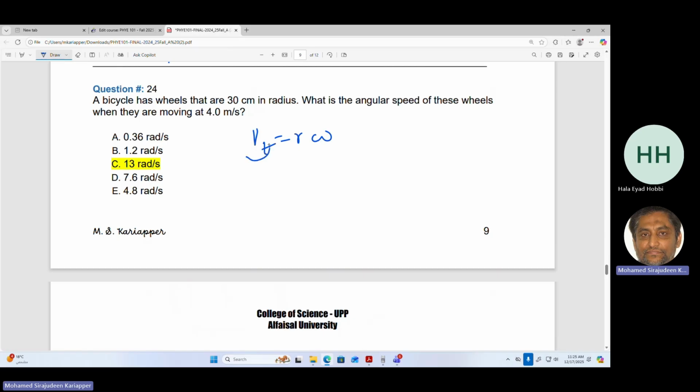So the tangential speed is the speed of the bicycle, because the speed of the bicycle will be the same as the speed of the point on the wheel at the rim, at the edge of the tire. So Vt is 4 meter per second, substitute, and R is 30 centimeter, bring it to meters, so 0.30, and just solve for omega. Omega is equal to 4 over 0.3. So that should be 13. Is that correct?